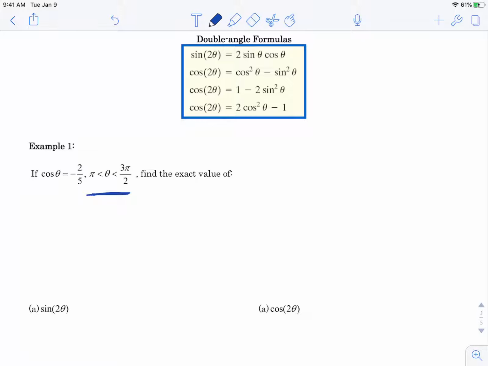Example 1 says cosine of theta is negative 2/5, and they tell us that theta is between pi and 3 pi over 2. So remember, this is 0, this is pi over 2, pi, 3 pi over 2. So if it's between pi and 3 pi over 2, we know we have to be in the third quadrant.